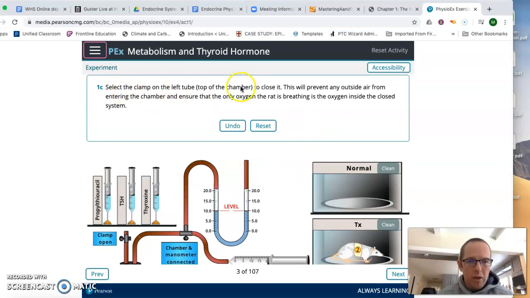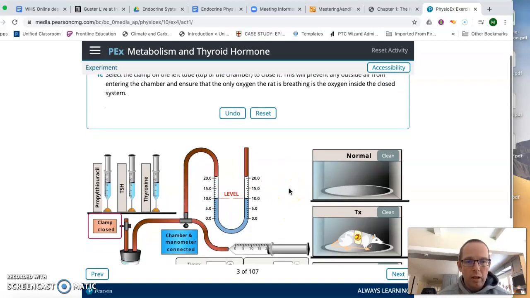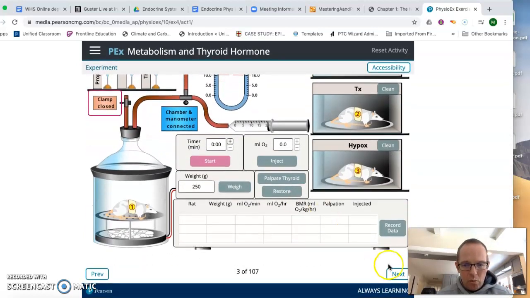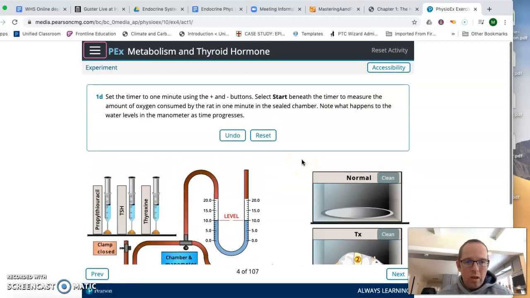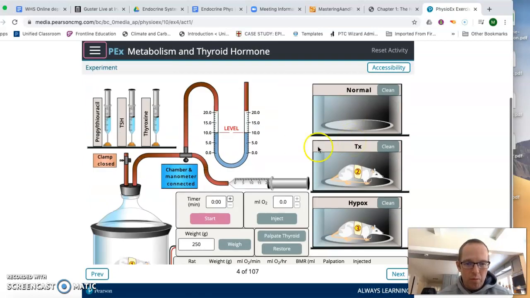We're going to select the clamp on the left tube, the top of the chamber, to close it. See here where it says clamp open, we're going to click on that, and it's going to say clamp closed. So now the only oxygen the rat is breathing is the oxygen inside that closed system. This is how we would carry out an experiment like this normally. Then we'll click next again, and we're going to set the timer to 1 minute. When I click the plus button, it only gives me 5 seconds, so we're going to click that all the way up to 1 minute.